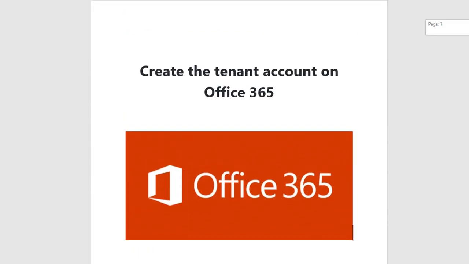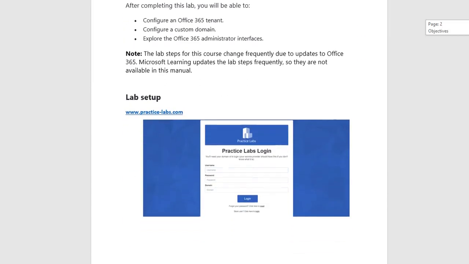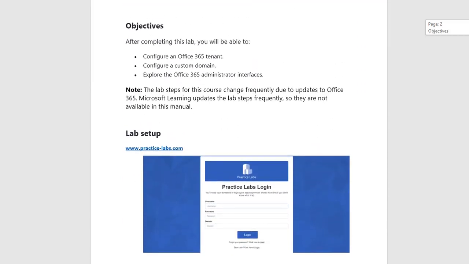The student will see this page first and then the objectives. And here you can see what you're going to cover after completing this project. So you can create an Office 365 tenant, you can easily configure a custom domain, and you can also explore the Office 365 administrator interfaces.